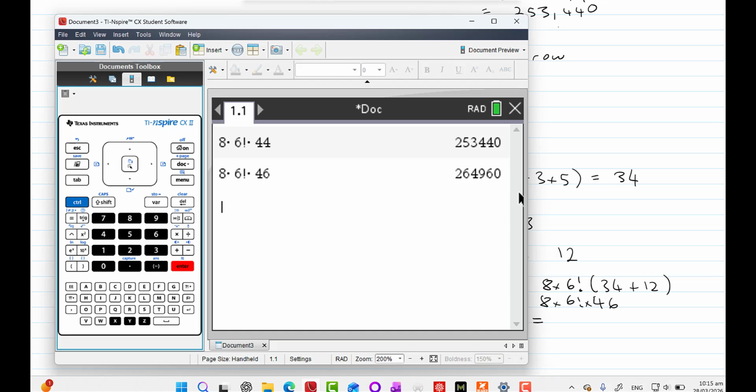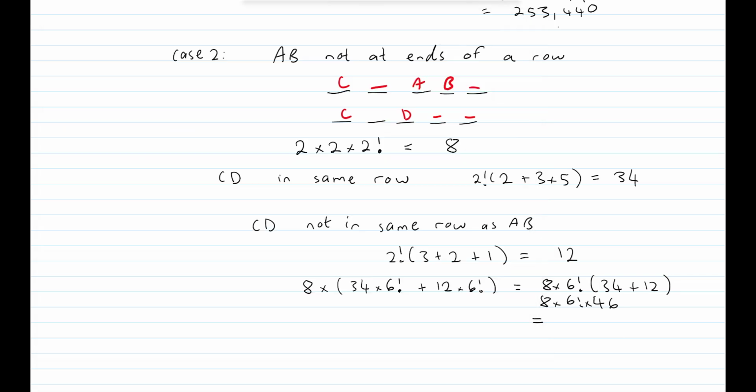And that is going to be equal to, get the calculator up again. So now I get 8 times 6 factorial times 46, so 264,960. And therefore the total ways for C and D not sitting together with A and B together is going to be that number we just found before. So that was 253,440, and then plus this one we just got here, 264,960, and we can work that out on the calculator.